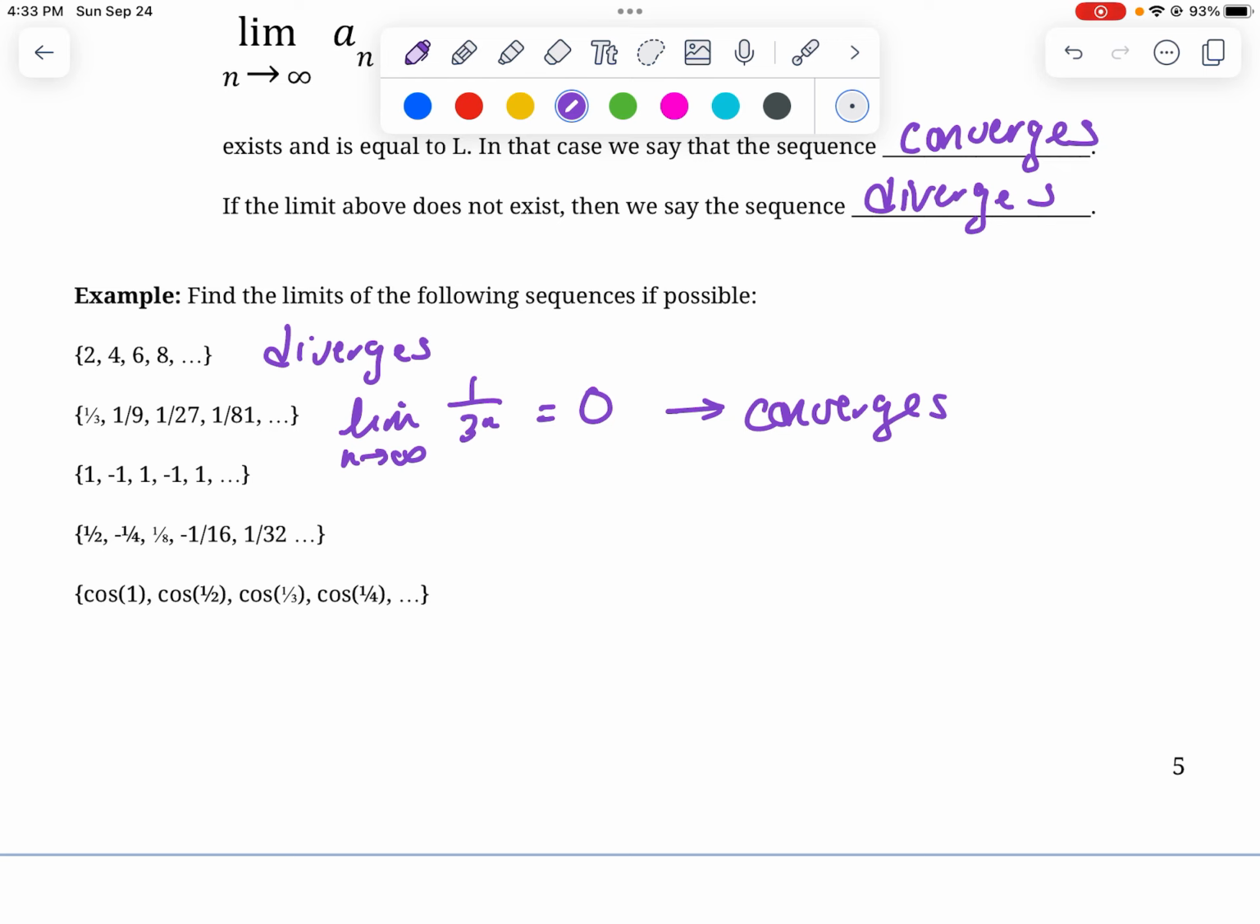The next one oscillates. That was the one that went just between 1 and -1. And so it's not settling down to any one particular value as n goes to infinity. So we'd say that one is a limit that does not exist. So the sequence diverges.